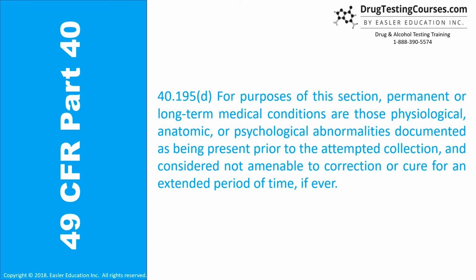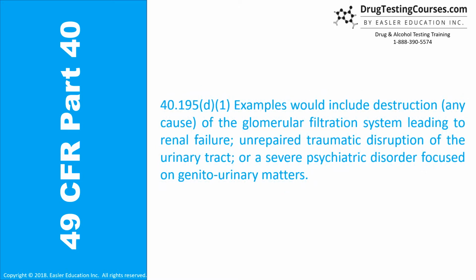40.195(d). For purposes of this section, permanent or long-term medical conditions are those physiological, anatomic, or psychological abnormalities documented as being present prior to the attempted collection and considered not to be amenable to correction or cure for an extended period of time, if ever. 40.195(d)(1). Examples would include destruction, any cause, of the glomerular filtration system leading to renal failure, unrepaired traumatic disruption of the urinary tract, or a severe psychiatric disorder focused on genitourinary matters.